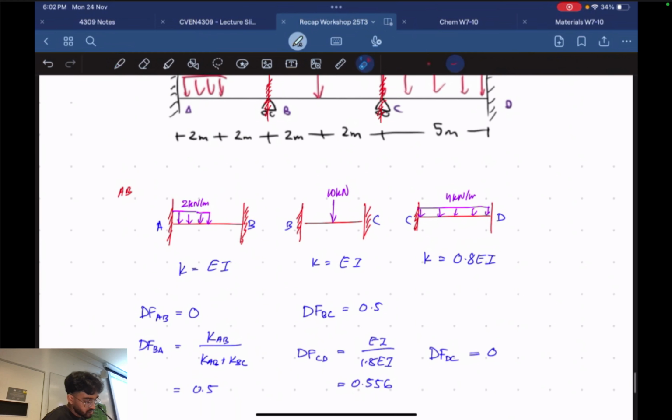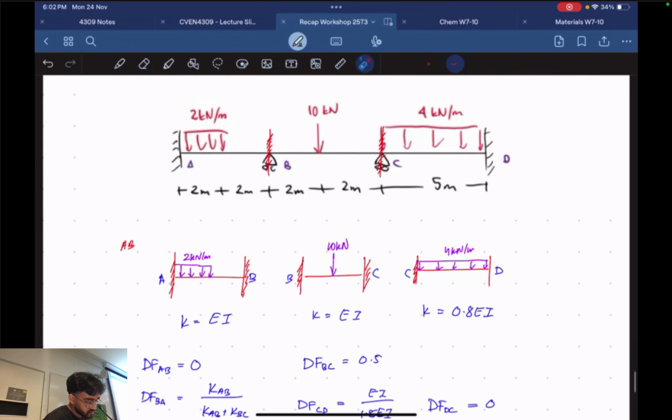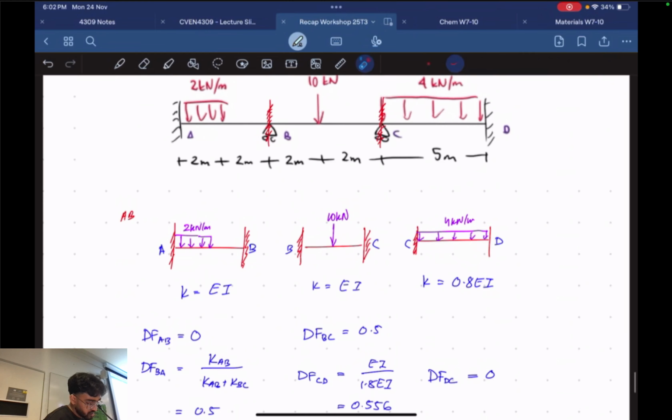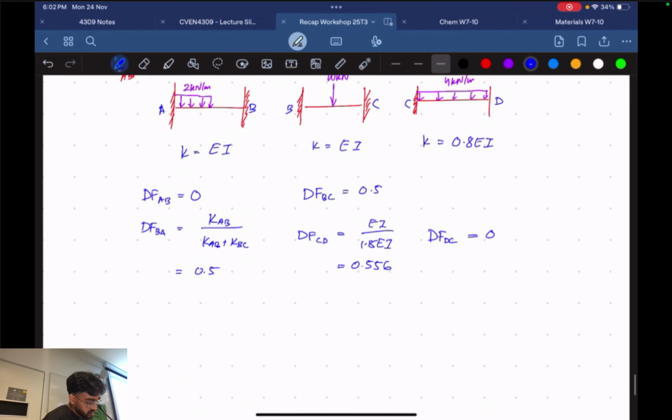Oh, this is a bit tricky though. You said this is 0.5 BC. Yeah, that's at the node B. Then you also have to find CB. DFCB should be just 1 minus that, so you get 0.444.